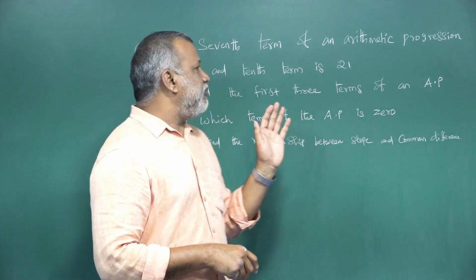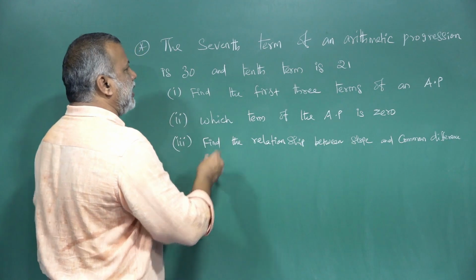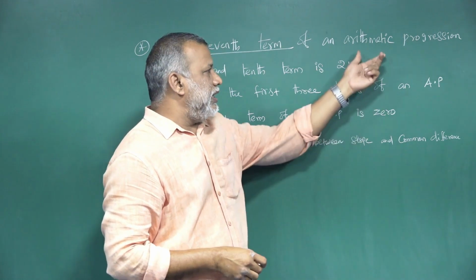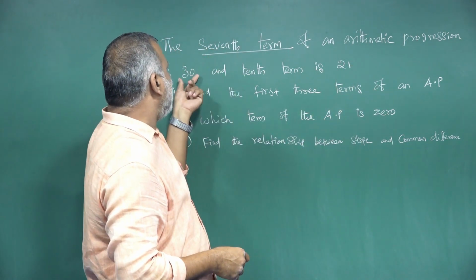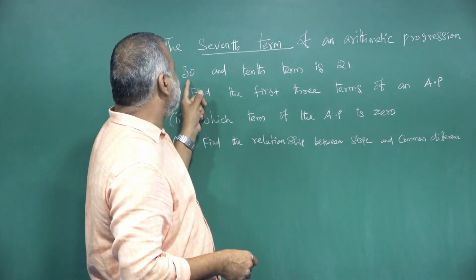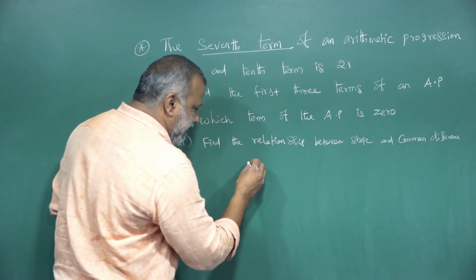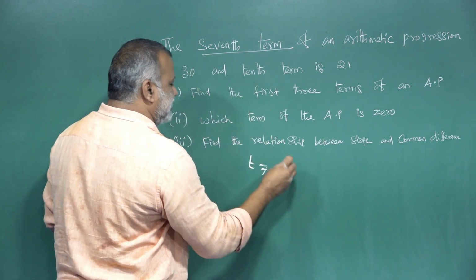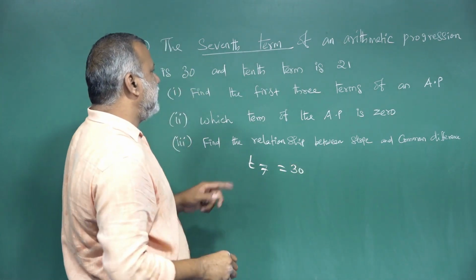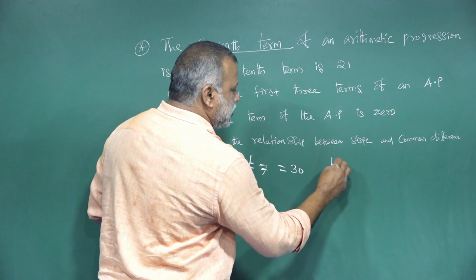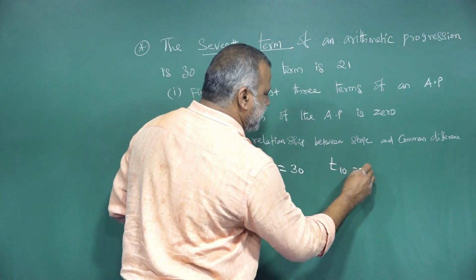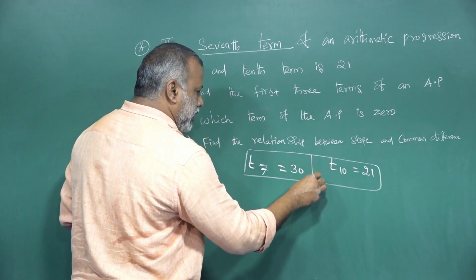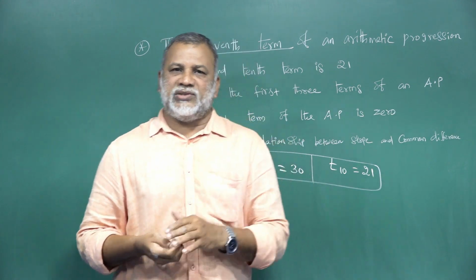Read the question carefully. The seventh term of an arithmetic progression. From your lower class, that means your 10th standard, you already discussed AP. The seventh term of an AP is 30. That means, as per the given data, the seventh term is denoted by T7. T7 equal to 30. That is the first data given. And the 10th term, T10, is also given. The 10th term is 21.